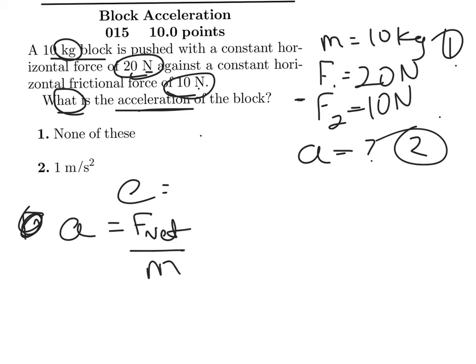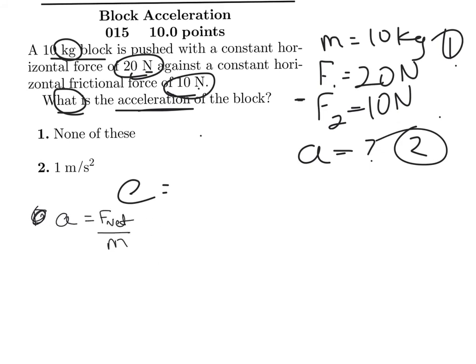Let's move this over here. So how do I calculate force net? I do the summation of the forces. I add up all the forces together. Remember that one of your forces is negative because it's opposing, right? Because you're against a constant friction force, right?